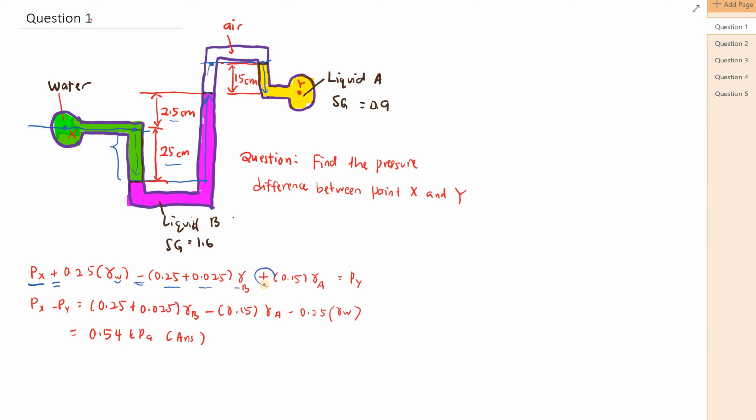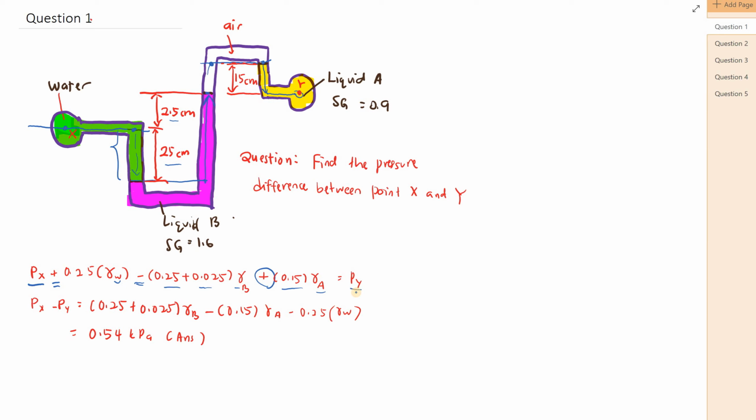So you have plus here. How far do you have to go downward? 0.15. And what's the liquid? The liquid is liquid A. Now you are here. Same horizontal level is the same pressure. Where are you now? You are at your destination, which is Py.